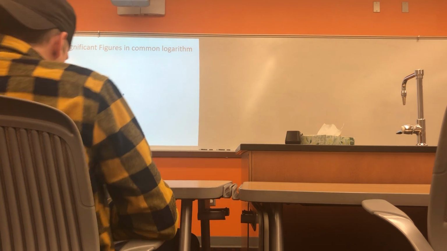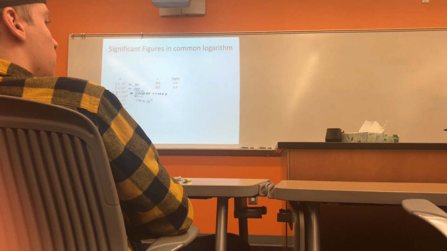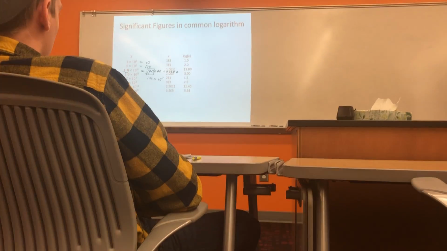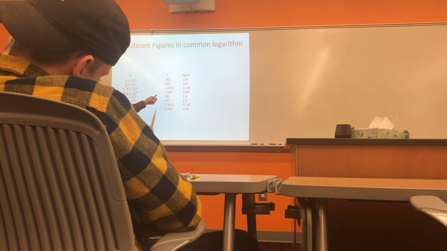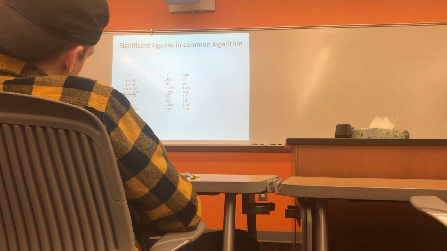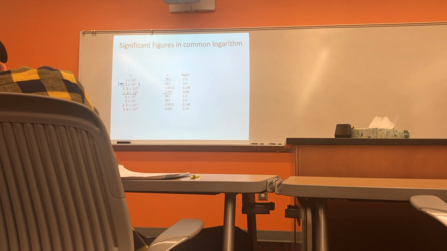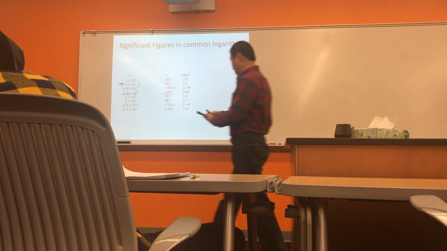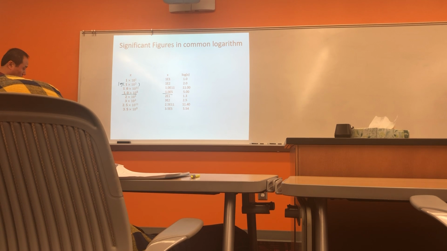So this number has three significant figures. When you use a calculator, that scientific notation could just be written like this, which means it's the same thing. Whether you write it this way or that way, it means the same thing. Using your calculator, why don't you try to calculate the logarithm of this number? What do you get from your calculator? Logarithm of 1.0.